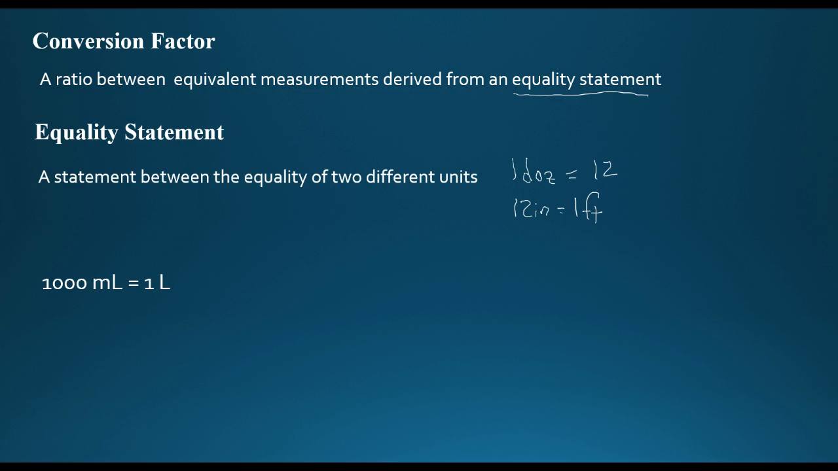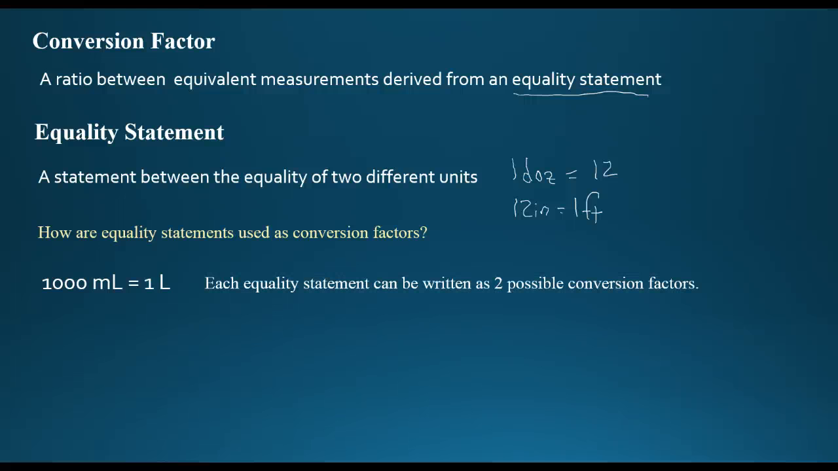Now, we use those equality statements as a conversion factor. And for every equality statement, you have two possible conversion factors. Now, in the definition of conversion factor, we said it's a ratio. A ratio is set up in this instance like a fraction. So each equality statement can be written as two possible conversion factors set up like a fraction. So we could have 1,000 milliliters over 1 liter, or we can have 1 liter over 1,000 milliliters. So two possible conversion factors from one equality statement.